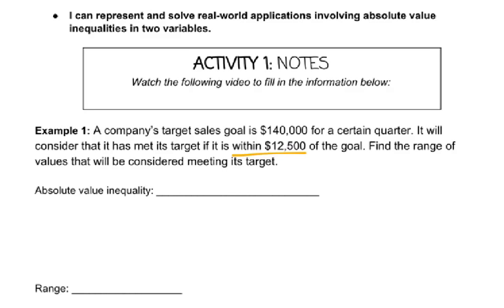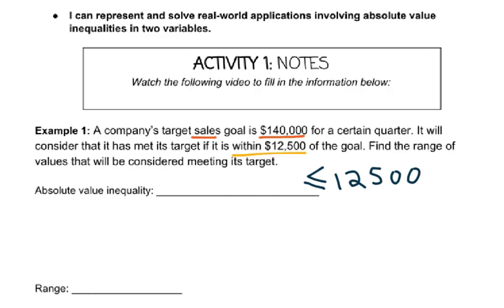Another way of expressing within $12,500 mathematically would be to say we need something to be less than or equal to 12,500. Right? That's what the word within means. It means close to. And so what is it we need to be within 12,500? We need the sales to be within 12,500 of the goal, 140,000.